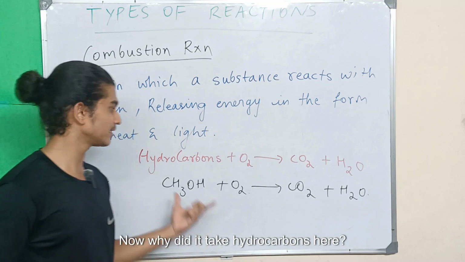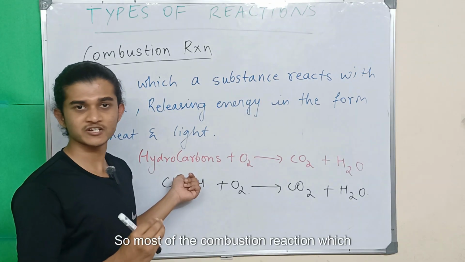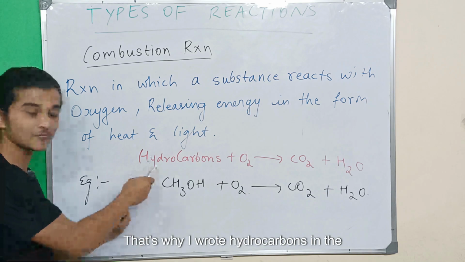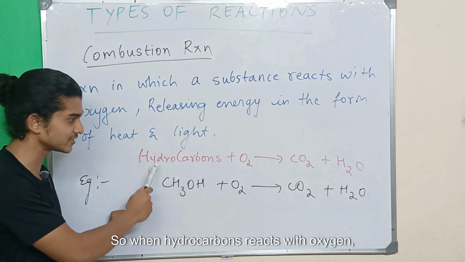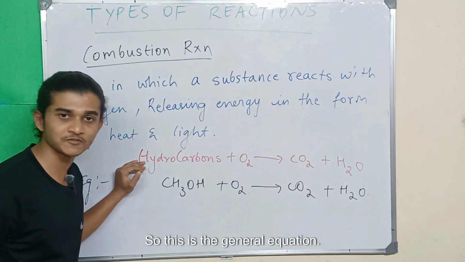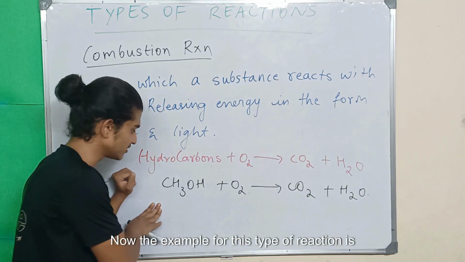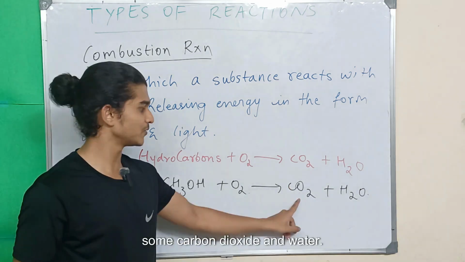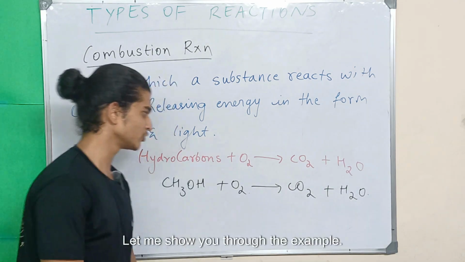Now why did I take hydrocarbons here? Most of the combustion reactions which occur in everyday life involve hydrocarbons. That's why I wrote hydrocarbons in the generalized reaction. So when hydrocarbons react with oxygen, they produce CO2 plus H2O. So this is the general equation. Now the example for this type of reaction is, when methanol reacts with oxygen, it is going to produce some carbon dioxide and water. Let me show you through the example.